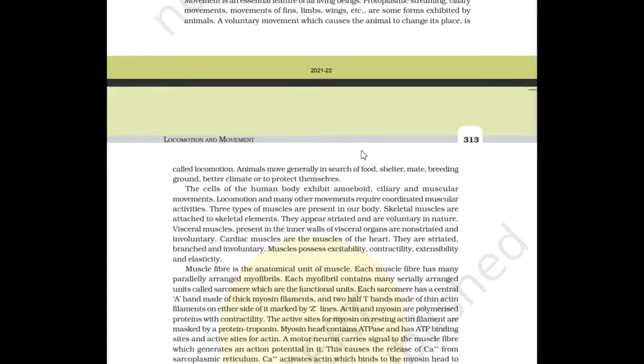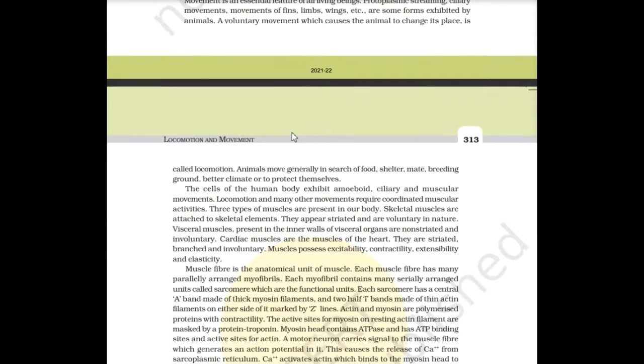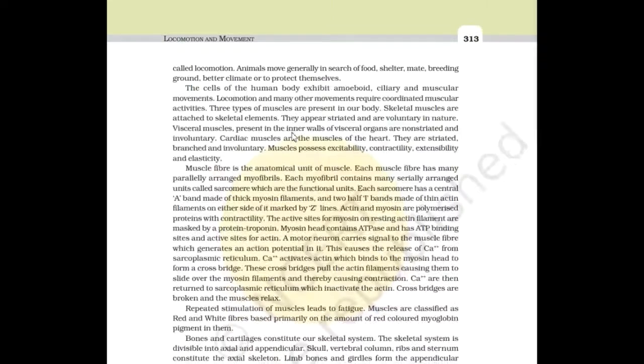Let us see the last part of this chapter, the summary. Movement is an essential feature of all living beings. Protoplasmic streaming, ciliary movement, movement of fins, limbs, wings, etc. are some of the forms exhibited by animals. A voluntary movement which causes the animal to change its place is called locomotion. Animals move generally in search of food, shelter, mate, breeding ground, better climate, or to protect themselves.